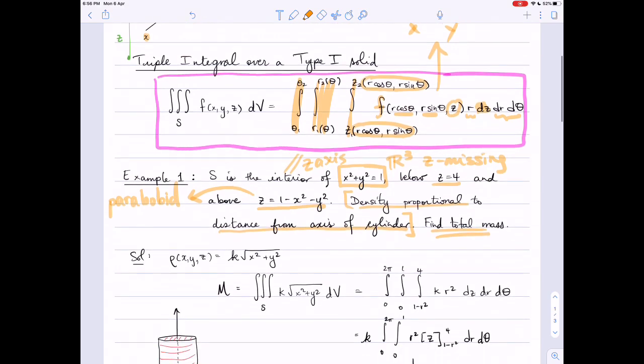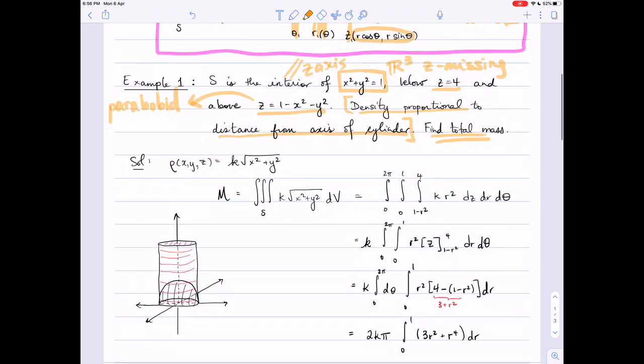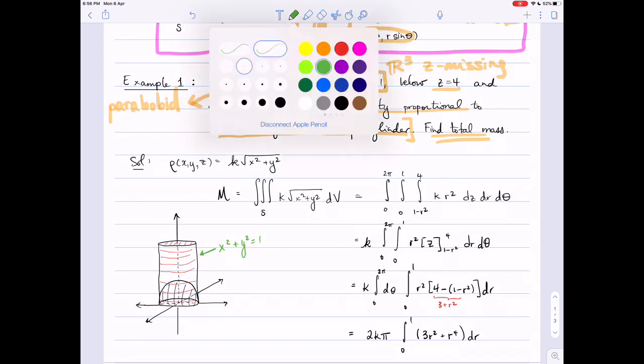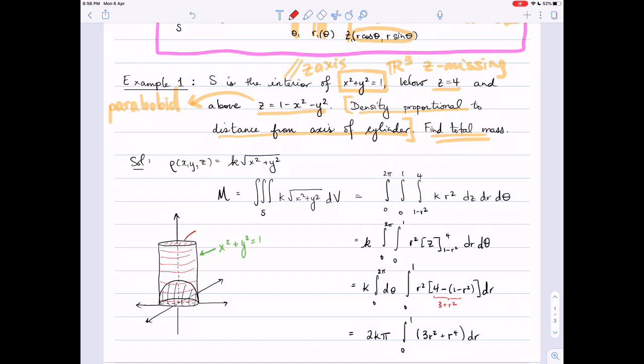Let's first look at our solid. We said that it was the interior of this cylinder. So there is our cylinder, x squared plus y squared is equal to 1. It is below the plane z is equal to 4, and it is above the paraboloid z is equal to 1 minus x squared minus y squared. So it's an object that looks like this.